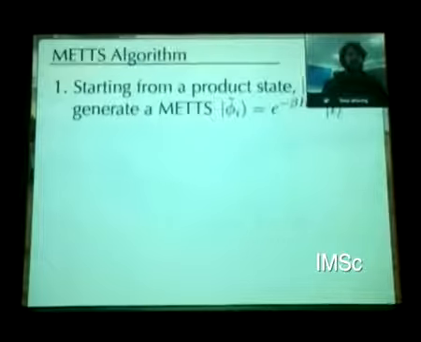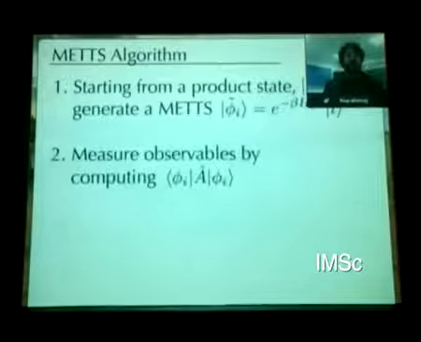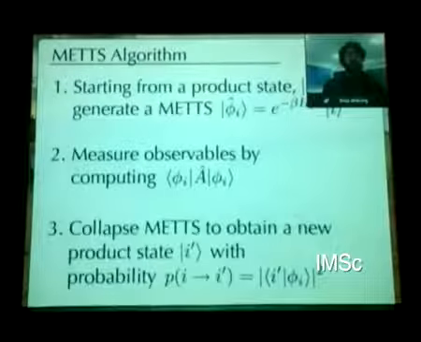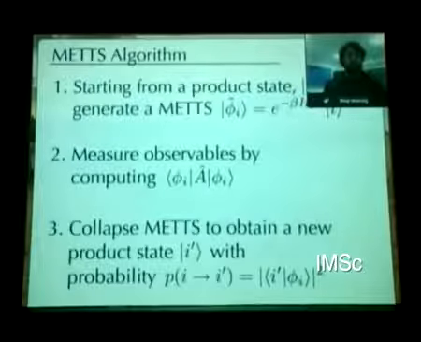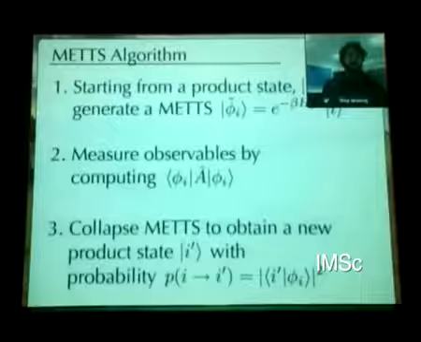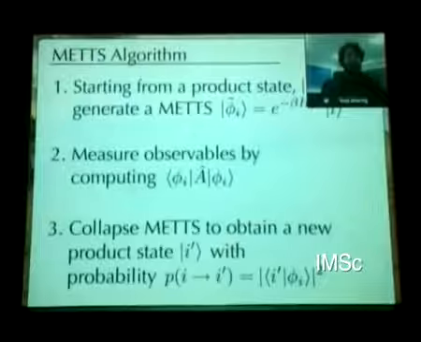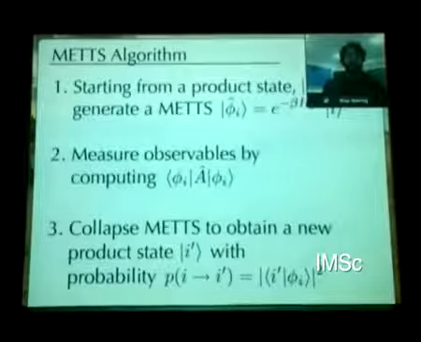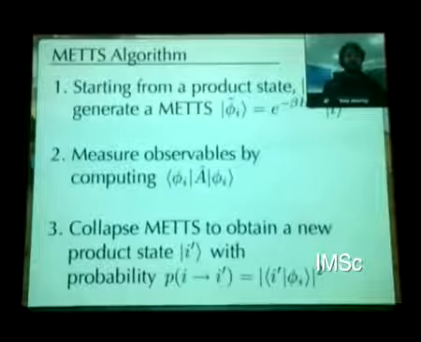So now, on the next slide, let me summarize the three steps of this algorithm, just to bring it all together. The algorithm is you start from a product state labeled I, and then you generate an unnormalized METTS phi tilde by applying e to the minus beta H over 2 to it. Then you normalize the state. Once you normalize it, you have this state, and you can measure any observable you like, including the energy or magnetization, any local observable. And you save those numbers, and then you average those numbers at the end to get the thermal average. And then when you're done with that METTS, you collapse it by that method I just showed. And that gives you a new product state automatically with this probability, I prime overlap with phi I, squared. And so that's guaranteed to give you the next METTS with the correct probability.